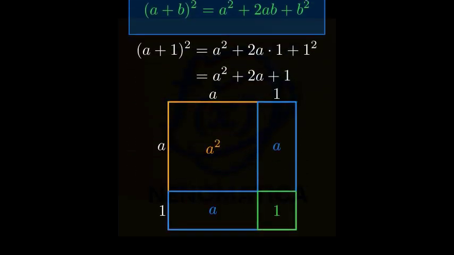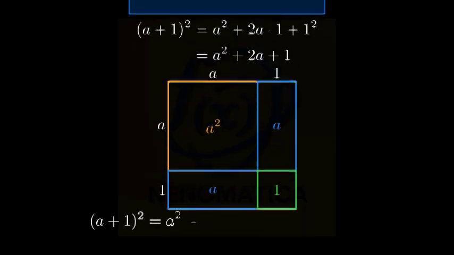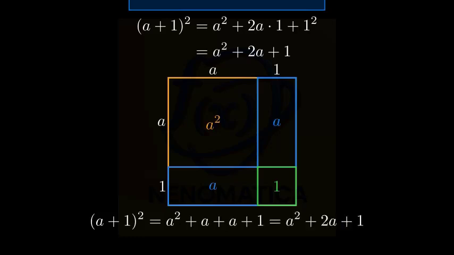Let's visualize this algebraically. We can think of (a + 1)² as the area of a square with side length a + 1. This square can be divided into 4 regions: a square with area a², 2 rectangles each with area a, and a small square with area 1. So the total area is a² + a + a + 1, which simplifies to a² + 2a + 1. This matches our algebraic expansion.